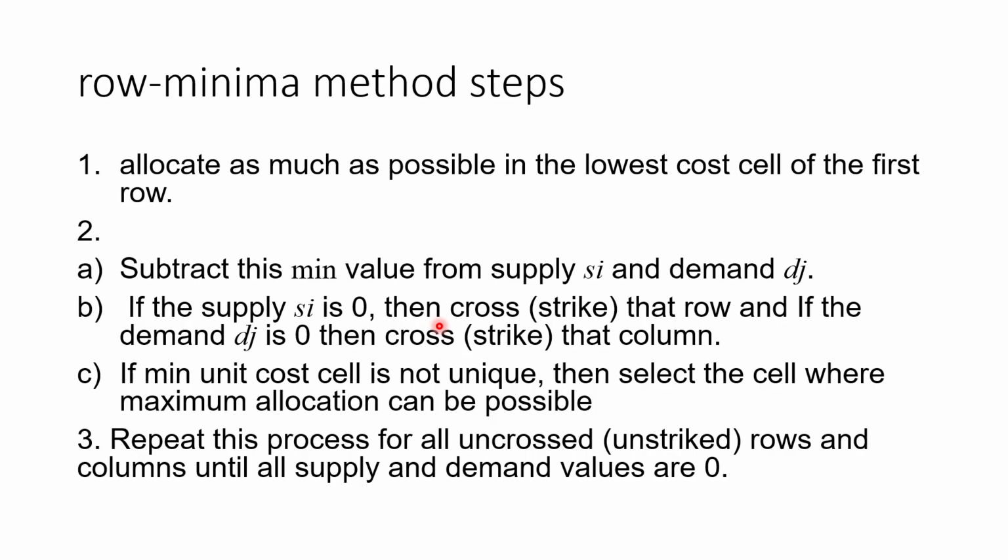So how to solve row minima method? First, allocate as much as possible in the lowest cost cell of the first row. Second, subtract the minimum value from supply Si and demand Dj. If the supply Si is 0, then cross that row, and if demand Dj becomes 0, then cross that column. If the minimum unit cost cell is not unique, then select the cell where maximum allocation can be possible. Repeat this process for uncrossed rows and columns until all supply and demand values are 0.